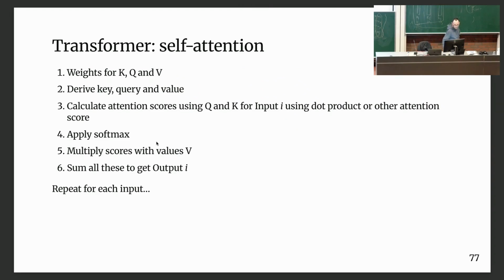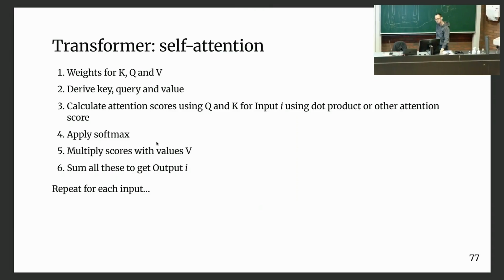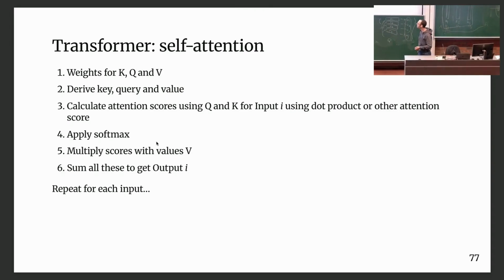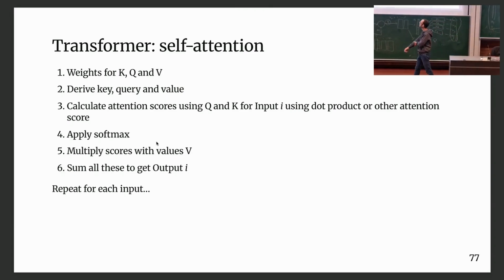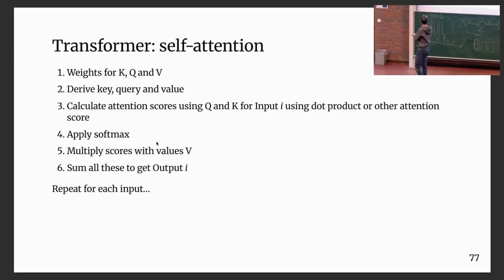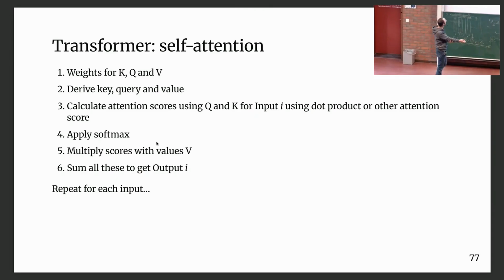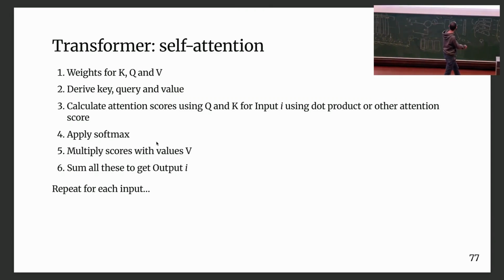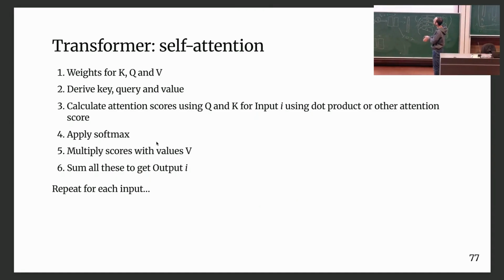Basically, it says we can take another approach. We have weight matrices that we're going to utilize for K, Q, and V, and that we will utilize to derive key, query, and values. We will calculate attention scores using the same dot product or any other attention score. We calculate attention scores like we did before using Q and K, exactly the same thing as what we did before. We apply softmax to them, we multiply the scores with our values, and we sum all of these to again get our output attention value.